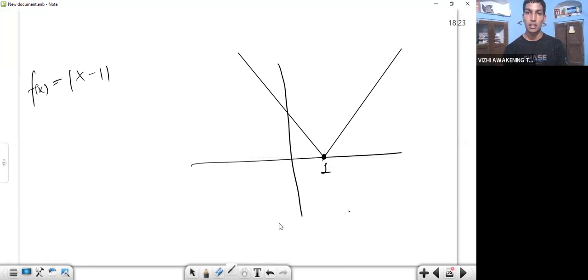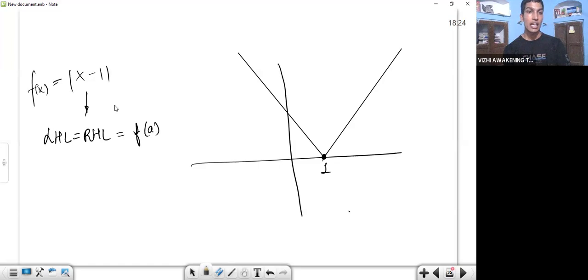Somewhat like this will be the graph of the function. Here we can see that the function is continuous. At 1 also it is continuous, because the function exists at x equals 1. If we have to check the continuity of a function, we have to find the left hand limit and right hand limit, the same as finding the existence of a limit, and it should be equal to the value of the function.